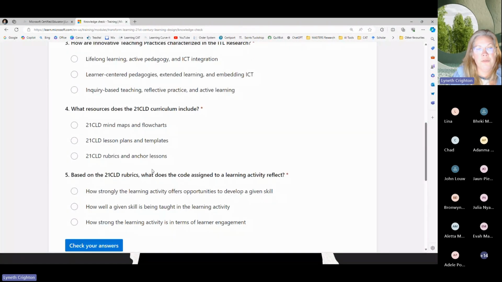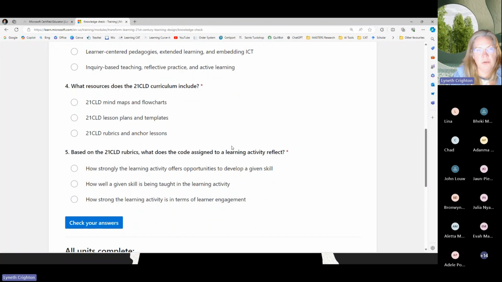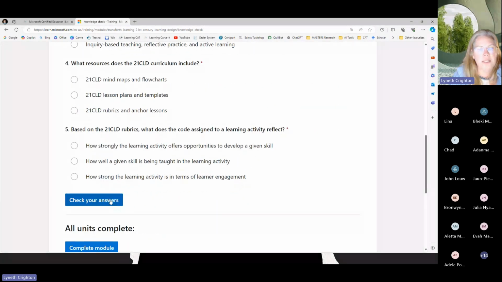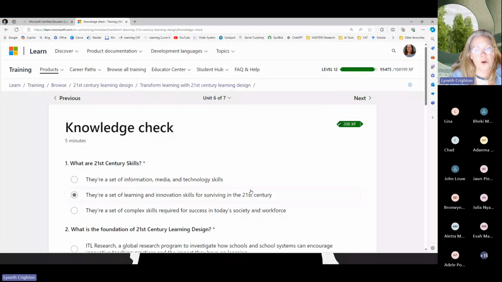These are more to confirm that you have read the information in this specific module. There are always only 5 of them, and they are always multiple choice. You check your answers at the end, and then you complete the module and earn the badge if you were just doing it by yourself. And all courses on Learn work that way.